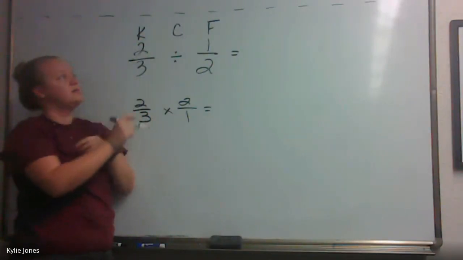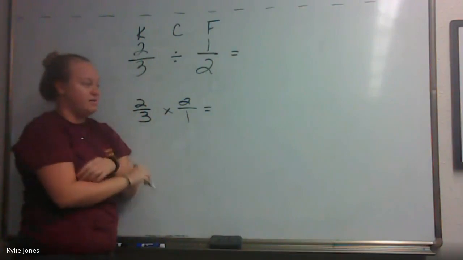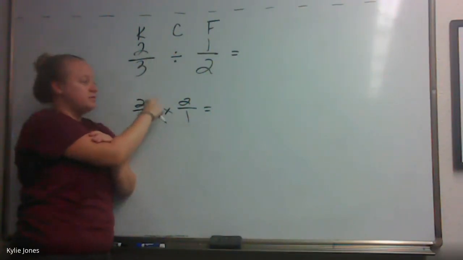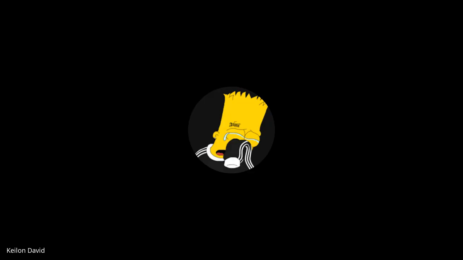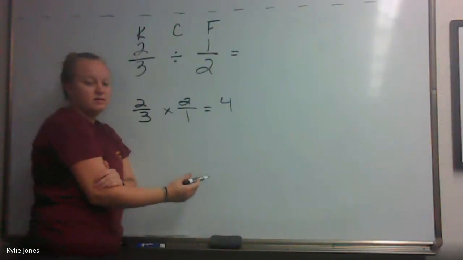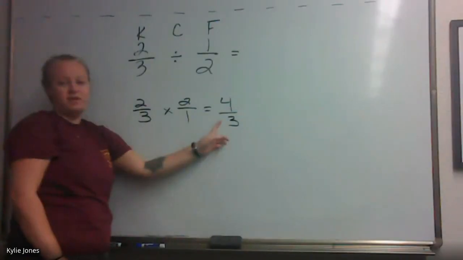Okay, so when you're dividing fractions, you're going to do keep, change, flip. KCF. Once you're at this point, you just multiply like normal. So what's 2 times 2? 4. What's 3 times 1? 3. Well, right now I have an improper fraction.